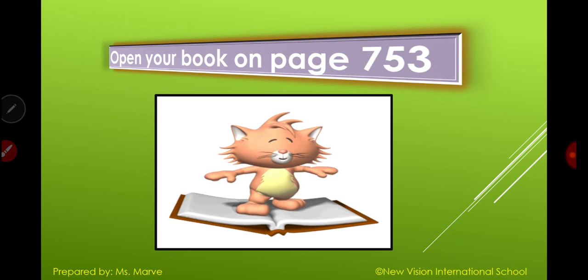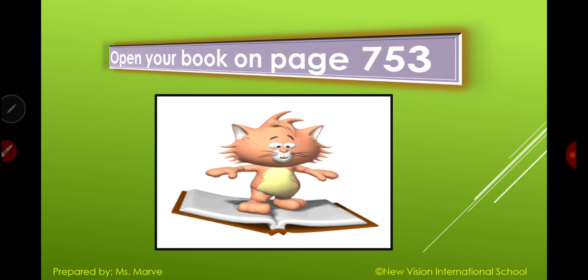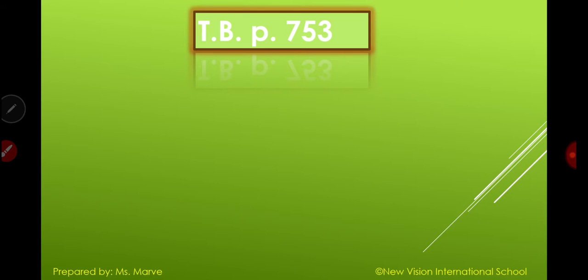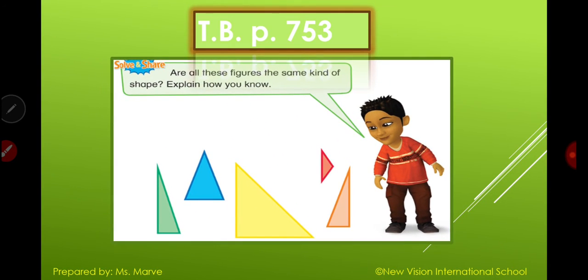Here. Can you open your book to page 753? Very good. Thank you so much. On page 753, we are going to answer the question: Are all these figures the same kind of shape? Explain how you know. Okay, what are you asked to do? You need to describe if all the figures are the same kind of shape and tell how you know.